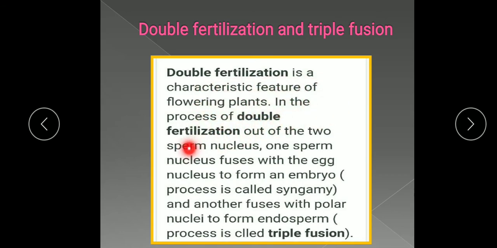In the process of double fertilization, out of the two sperm nuclei, that is male gametes, one sperm nucleus fuses with the egg nucleus to form an embryo. This process is known as syngamy. Syngamy means fertilization only. Another nucleus fuses with the polar nuclei to form endosperm, and this process is known as the triple fusion. So you understood the double fertilization and the triple fusion.